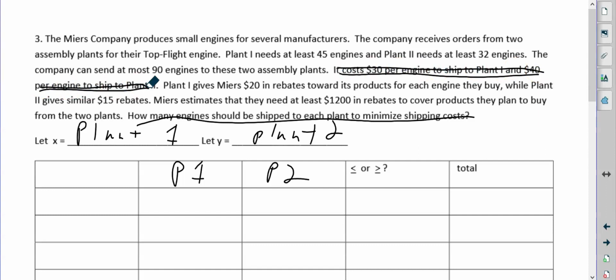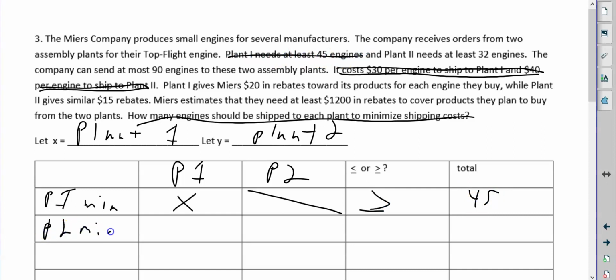The company receives two orders. Okay, plant 1 needs at least 45 engines. So this is plant 1 minimum. So that's just this one, not plant 2, at least 45. Plant 2 minimum, at least 32.